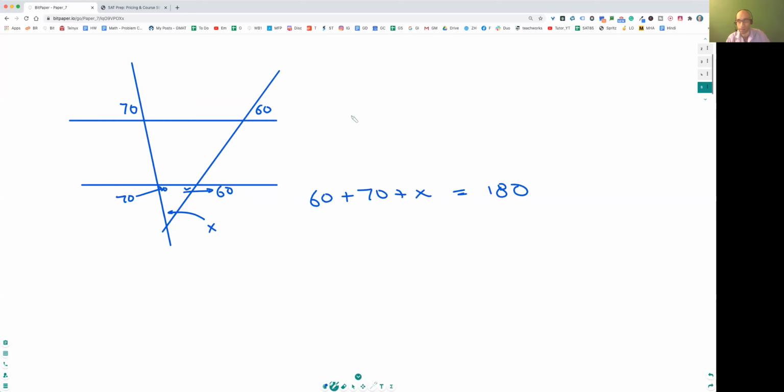Awesome, awesome. Everybody's doing it. Well done, Yuri. Well done, Salim. So 60 plus 70 plus X is 180, right? And now you can add these. You get 130 plus X is 180, right? So X is equal to 50, right? Nicely done. Very, very impressed by all of you. So keep it up.